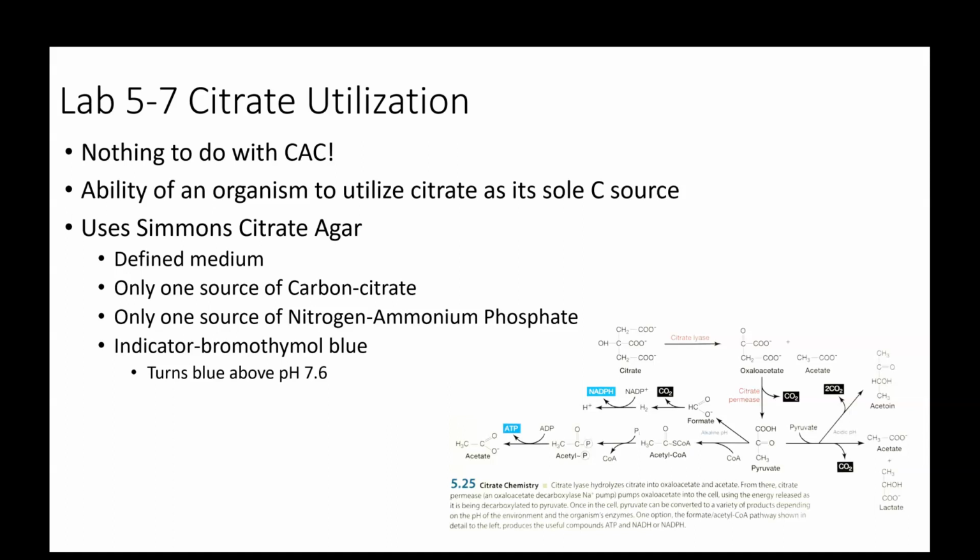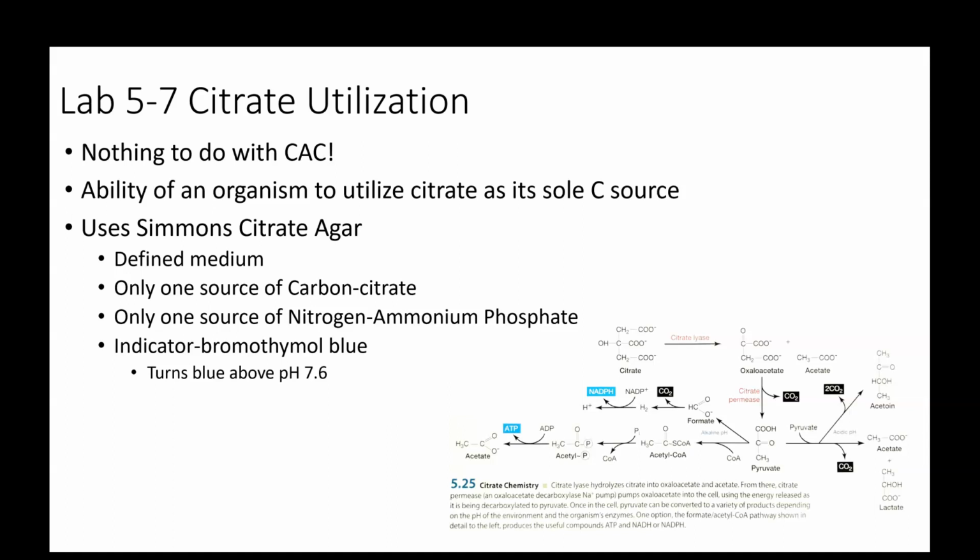And that's important because we want to make sure that the only carbon in that media comes from citrate. And we also want to make sure that the only source of nitrogen is coming from ammonium phosphate. In other words, we can't have peptone, we can't have digestive casein, we can't have beef extract, and so on, because all of those typical nutrient sources have a very diverse array of carbon and nitrogen sources. And we want to make sure that bacteria in this media can only use these two sources.